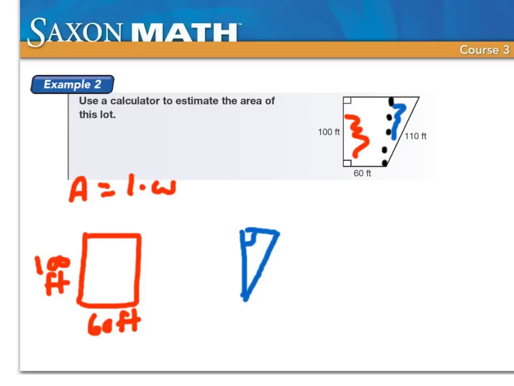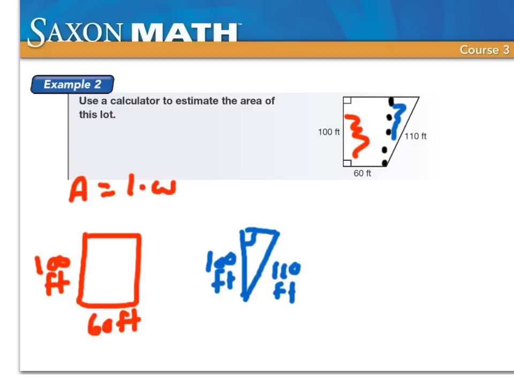So we need to know the base and the height. So I need to know this leg and that leg. Well, again, this leg right here matches up with the side of my rectangle, so I know that's 100 feet. But I don't know this side. Well, what I do know about my triangle is that this over here is 110 feet.